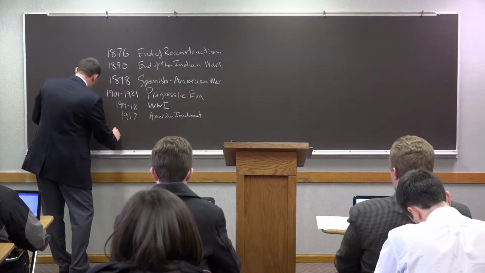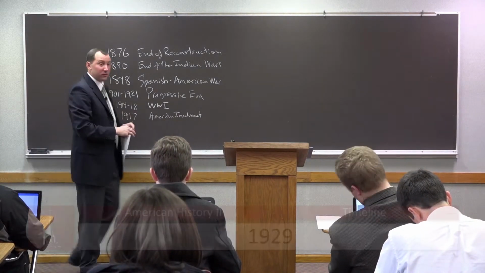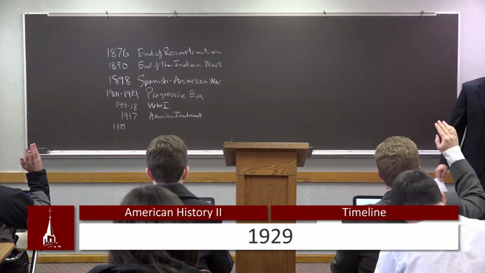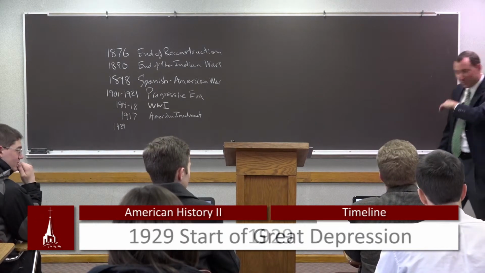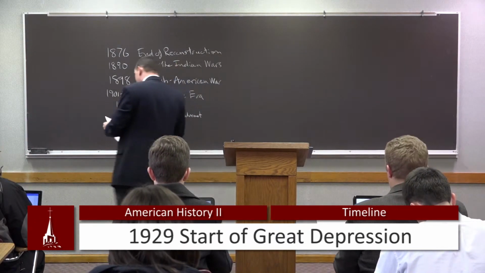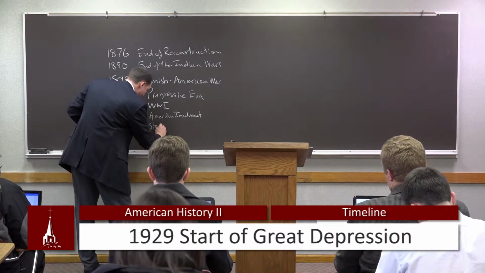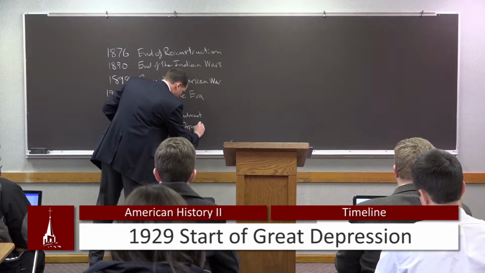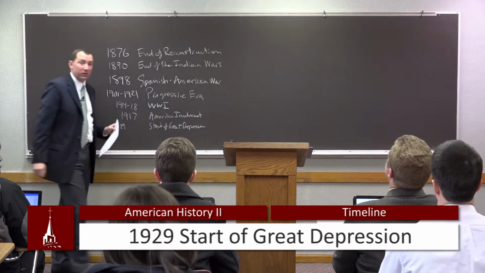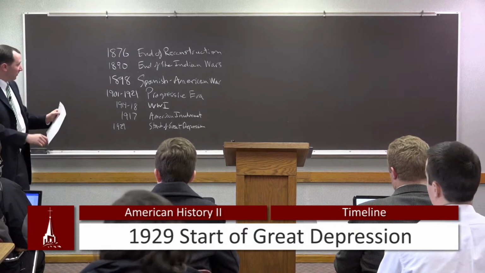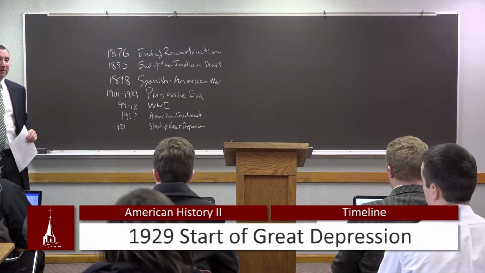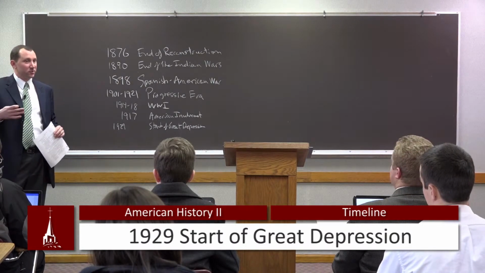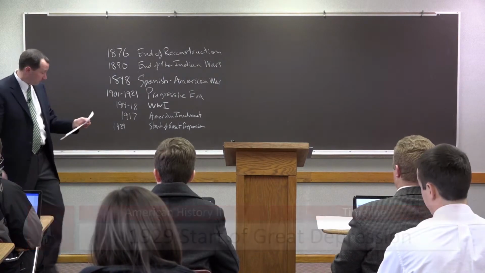Let's do one more. 1929. From the silent quarter. Great Depression. Yes. Great Depression starts. The stock market crash, and another failure of government intervention into the economy. The Great Depression.